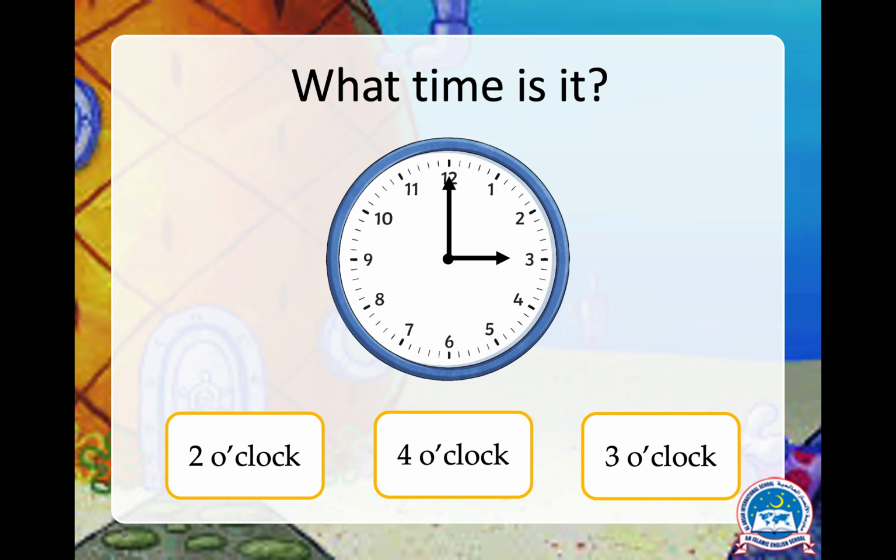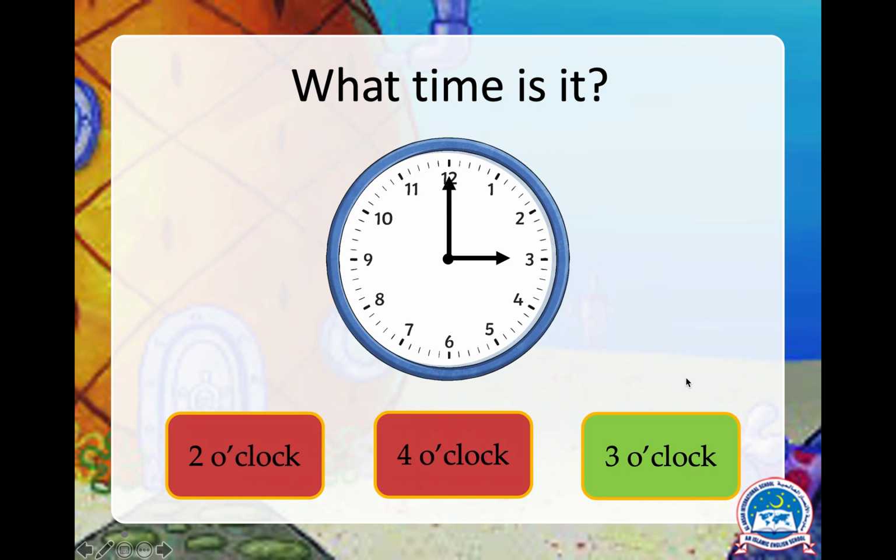Now let's look at this clock. What time is it here? Is it 2 o'clock, 4 o'clock, or 3 o'clock? Here the minute hand is pointing at the 12 and the hour hand is pointing at the 3. So, if you've guessed that it is 3 o'clock, super job, well done.